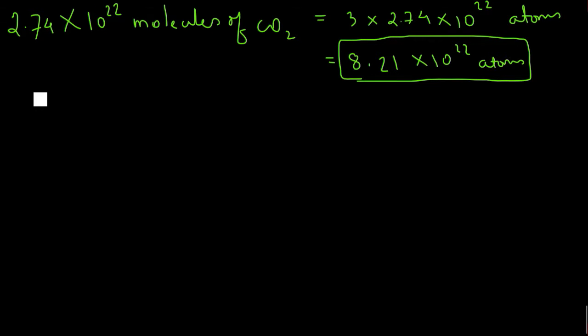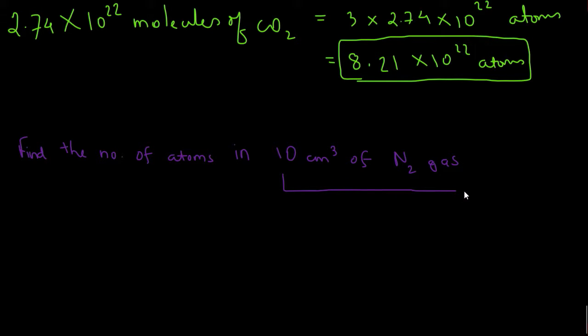Okay, so they can make your life a little bit more difficult. Not really though. I mean, if you know how to do this, you won't be in trouble. So they might want to ask, find the number of atoms in a 10 cm cube of nitrogen gas. So the information that's given to you is the volume of nitrogen gas. You know the volume of nitrogen gas.